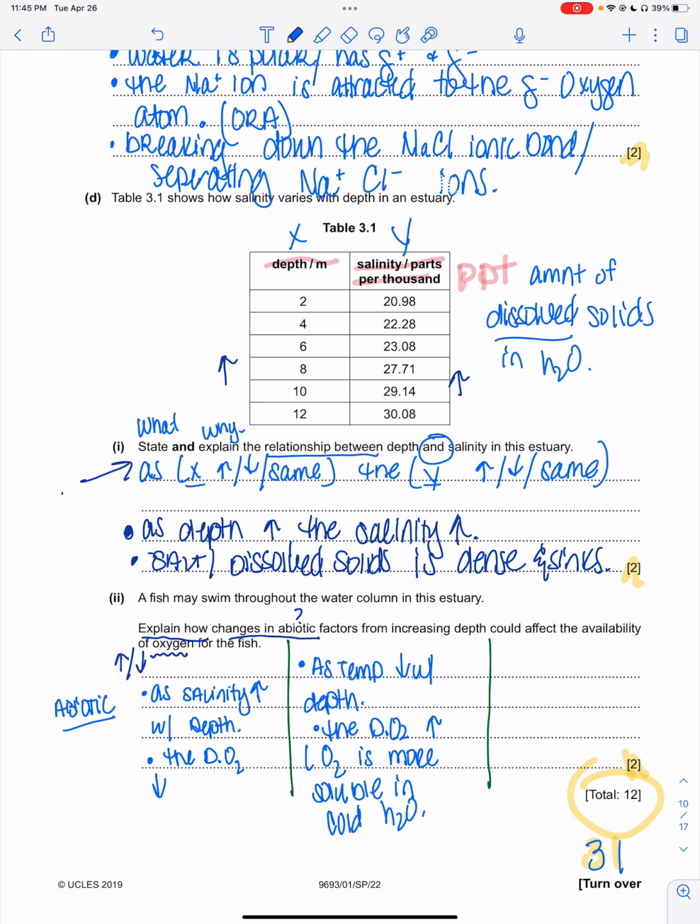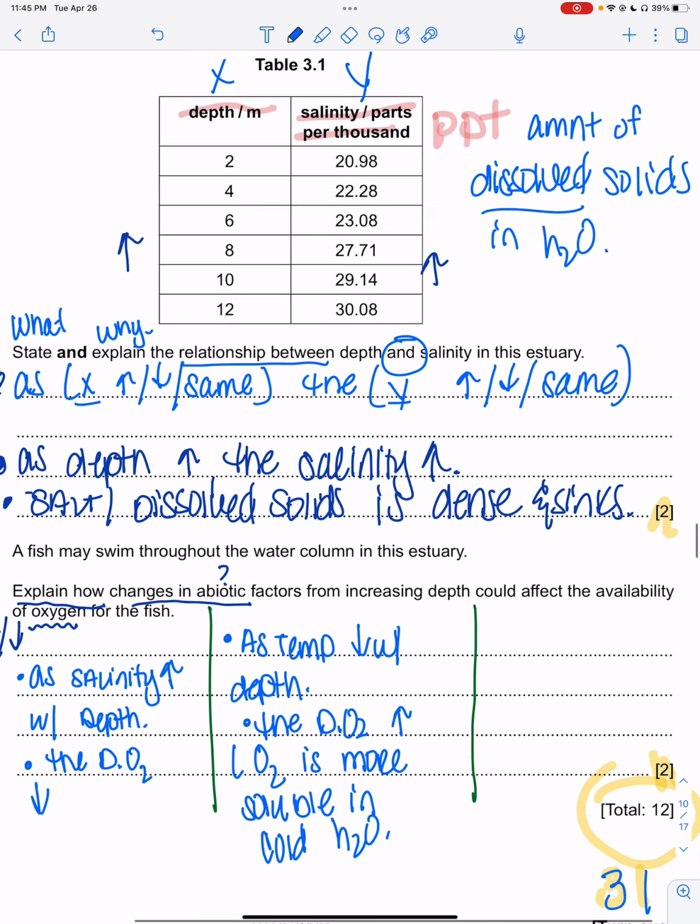Okay. The dissolved oxygen is lower. I wish I could erase what I just said. I'm so tired. The dissolved oxygen is higher because the temperature is colder. We like our drinks to be cold because they hold gases really well.